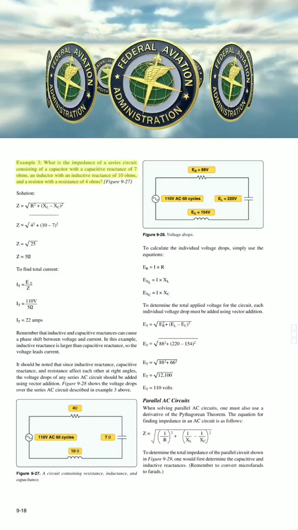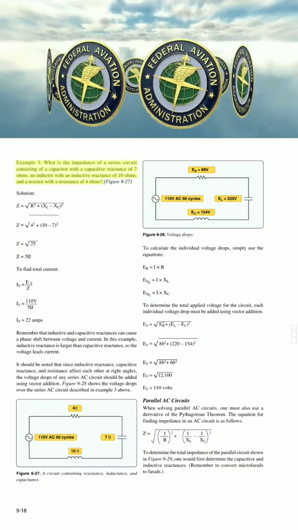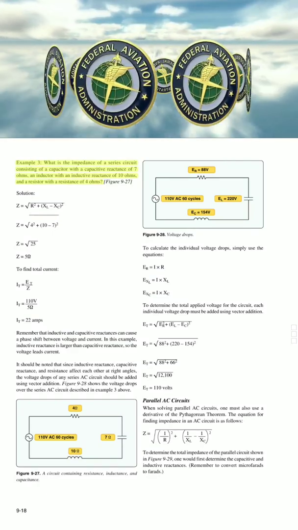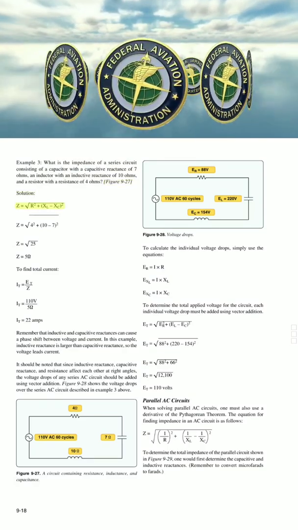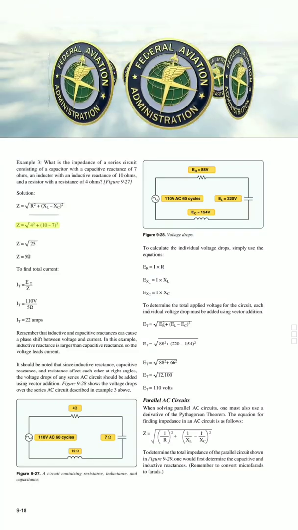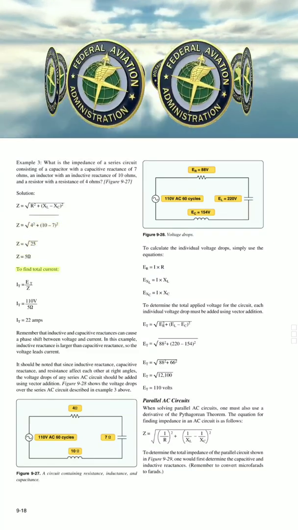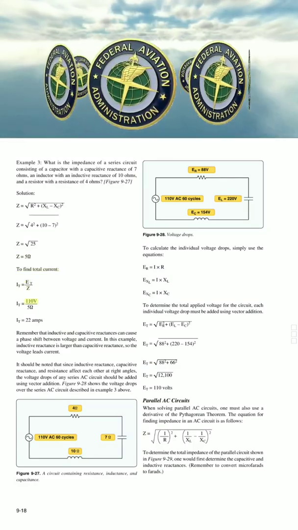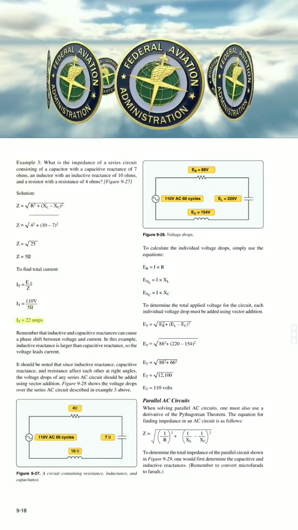Example 3. What is the impedance of a series circuit consisting of a capacitor with a capacitive reactance of 7 ohms, an inductor with an inductive reactance of 10 ohms, and a resistor with a resistance of 4 ohms? Figure 9-27. Solution. Z equals the square root of R squared plus (XL minus XC) squared. Z equals the square root of 4 squared plus (10 minus 7) squared. Z equals the square root of 25. Z equals 5 ohms. To find total current, IT equals E over Z, 110 V over 5. IT equals 22 amps.